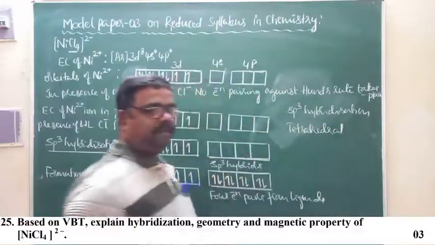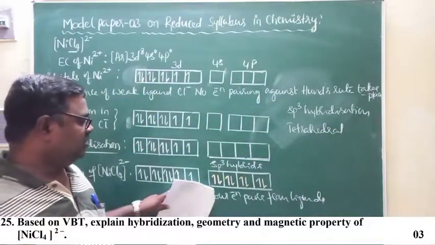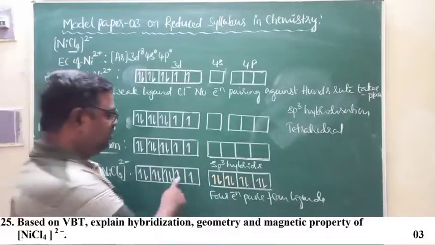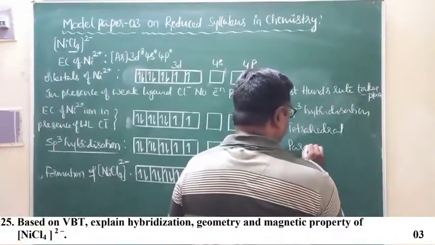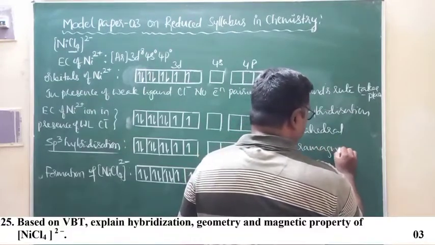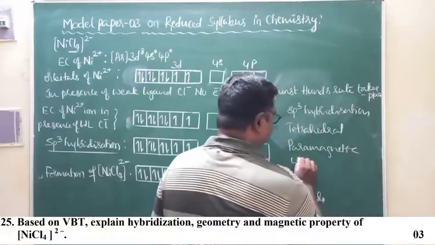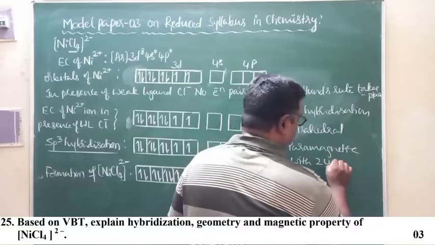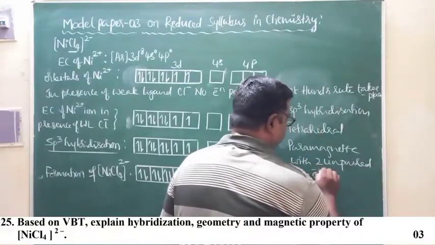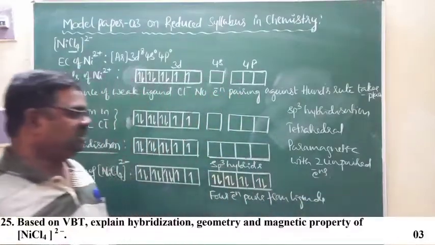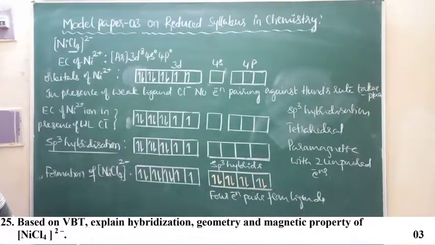tetrahedral geometry. Look at this, the complex contains 2 unpaired electrons. Therefore, it is paramagnetic. Paramagnetic with 2 unpaired electrons. You have to write this summary also. This is how the complex is produced.